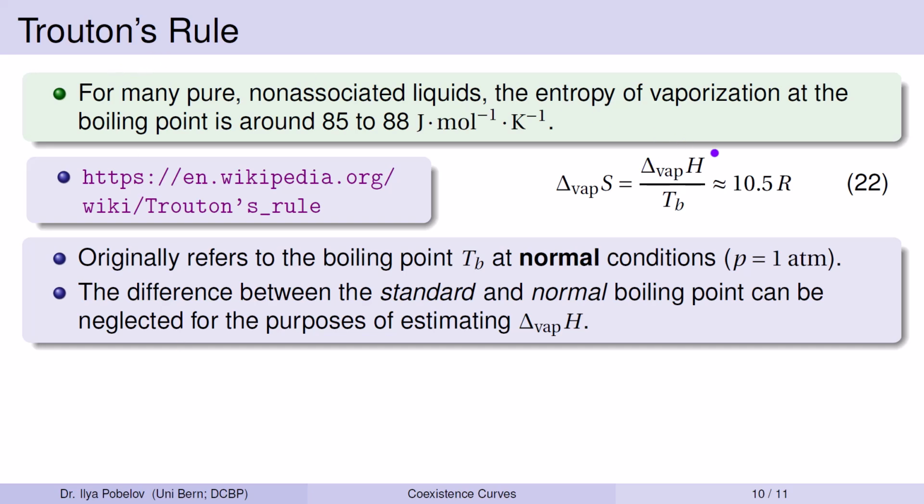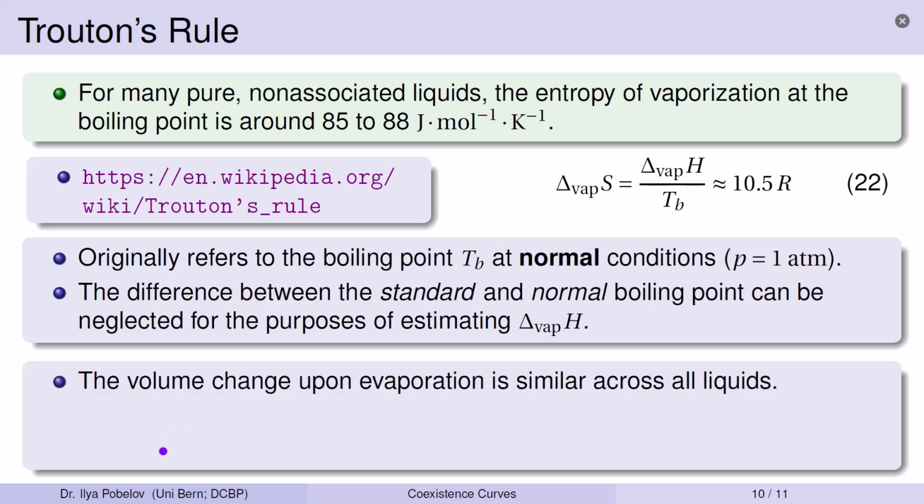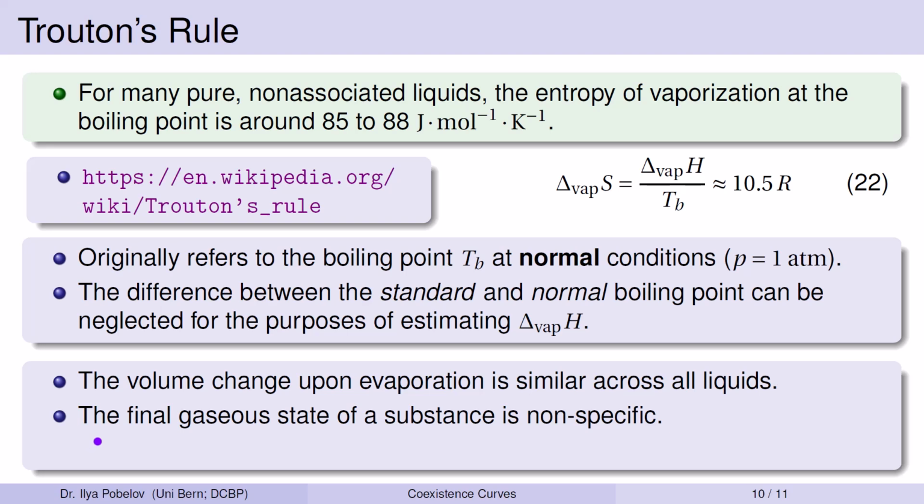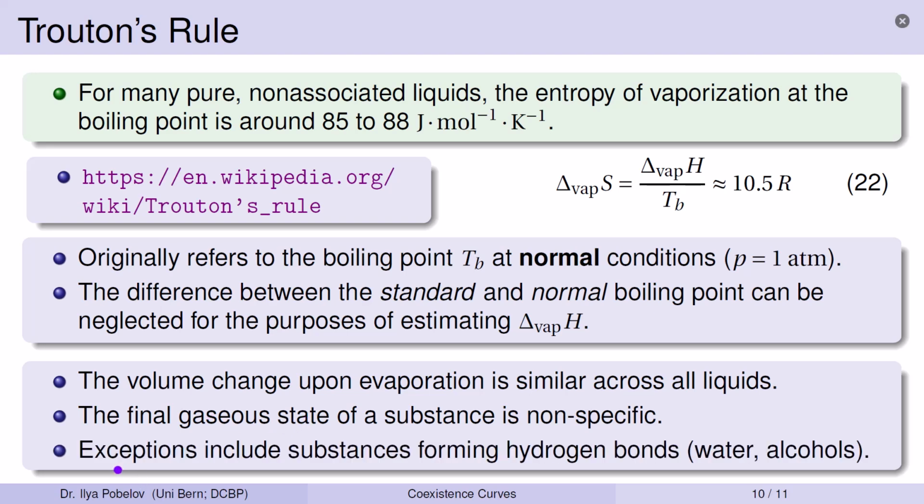Trouton's rule is an elegant simplification based on the observation that when any liquid evaporates, the change in volume is fairly consistent across all liquids. Furthermore, the gaseous state of a substance is very non-specific, resulting in a very similar state of the substance after evaporation. As with many empirical rules, there are exceptions.